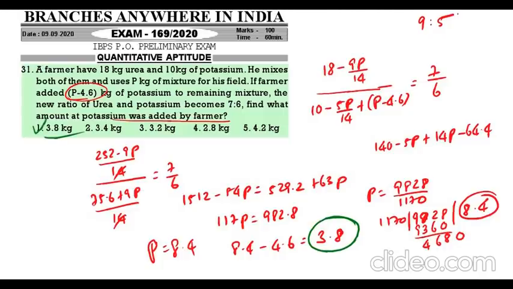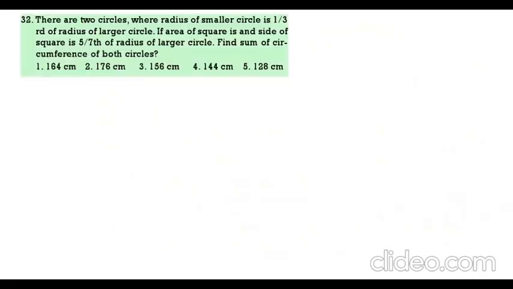Option 1. Next, there are two circles where the radius of the small circle is 1 by 3 of the radius of the larger circle. If area of the square is, here one value is missing, area of the square is 225. So area of the square 225 means side of the square is root of 225, that is 15.